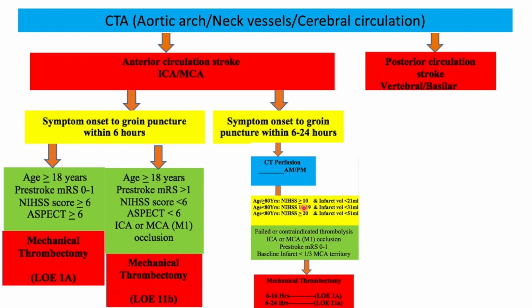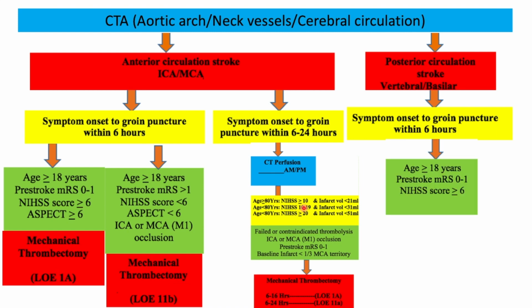But for this, remember, CT perfusion is a must, and you have to see that perfusion mismatch that I just explained. Now, if the patient has a posterior circulation stroke, which is vertebral or basilar, and the symptom onset to groin puncture can be done within 6 hours, then the patient can straight away go for mechanical thrombectomy. But if the groin puncture cannot be done within the first 6 hours of symptom onset, then from 6 hours to 24 hours you need to take the patient for an MRI of the brain. CT perfusion is not done for the posterior circulation. You need to do an MRI, and you have to see the diffusion FLAIR mismatch, and then the patient can still qualify for mechanical thrombectomy if you see viability there.